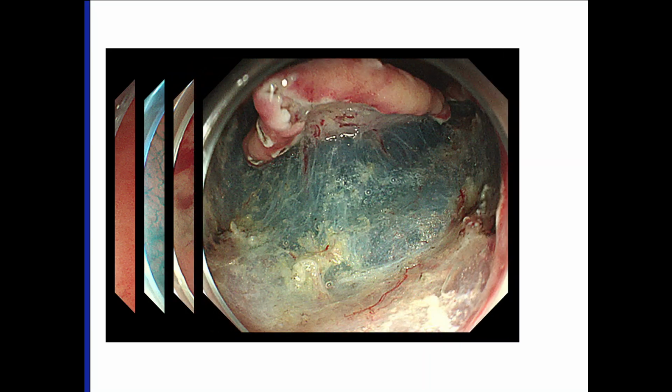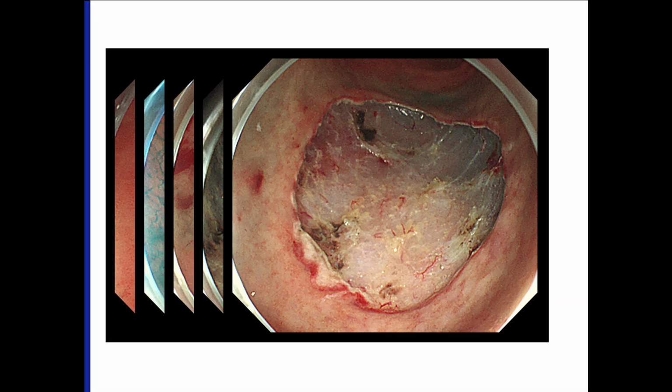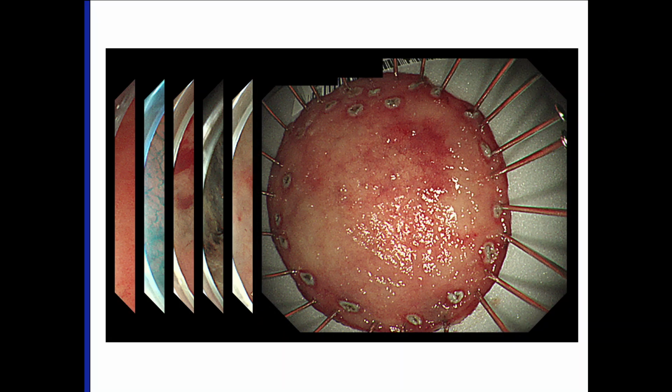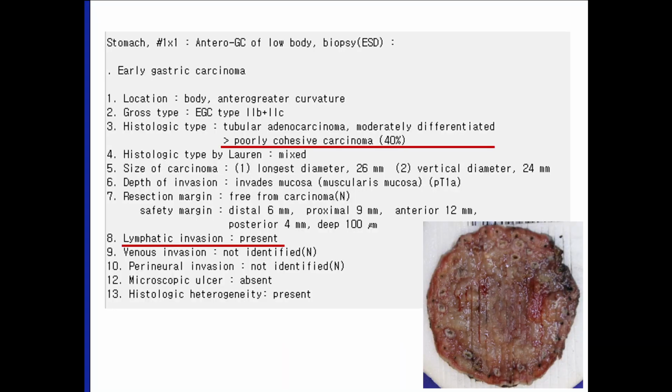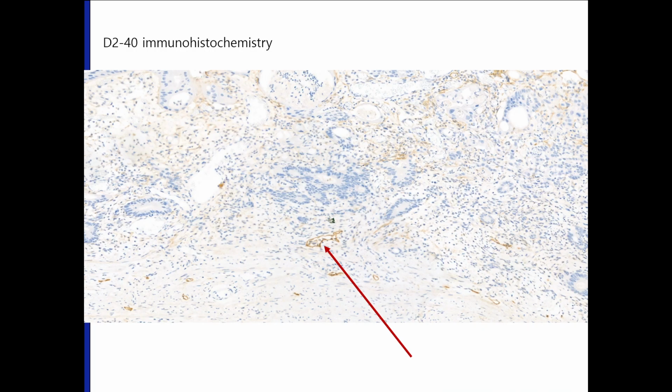Circumferential cutting, submucosal dissection, final image, resected specimen. But the ESD pathology was mixed histology with lymphatic vessel involvement. The depth of invasion was muscularis mucosae, and the tumor size was 26 millimeters. D2-40 immunohistochemistry: you can clearly see a lymphatic vessel invasion. I recommended additional surgery.